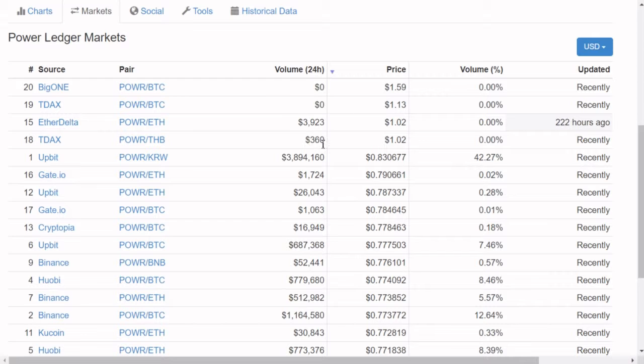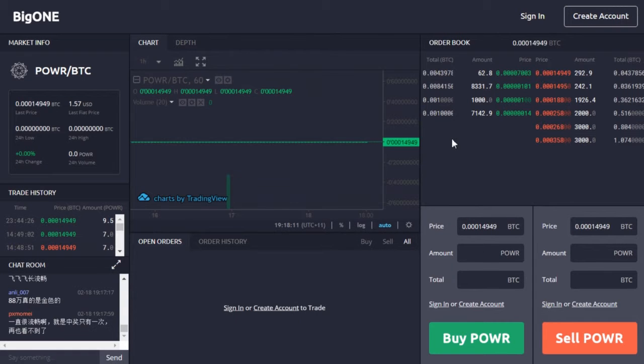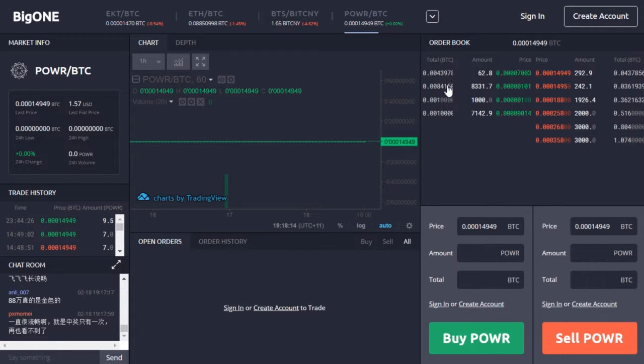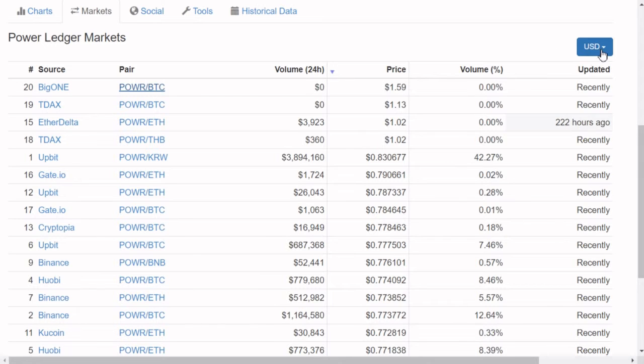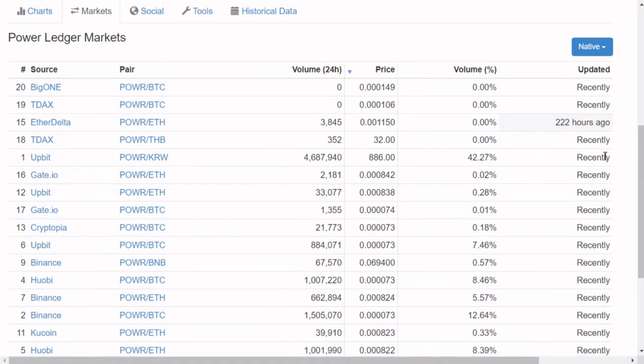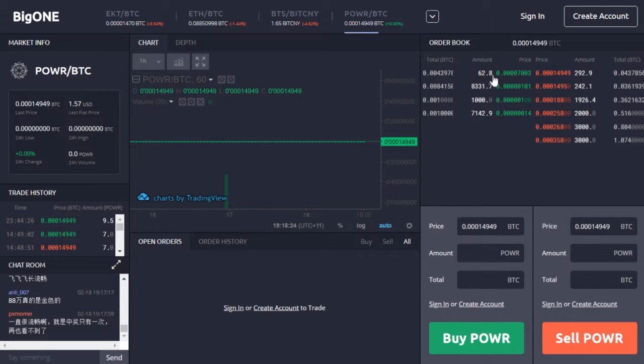Or even if we go to, say, what do we go to? This one. I've never actually been to this one, I don't even know what it is. So we'll go to Power Big One. You can also click to native, so Power to BTC, so you can actually sell it for 149. If you go here, 149 is the best buy price. So you can actually do it on this one.